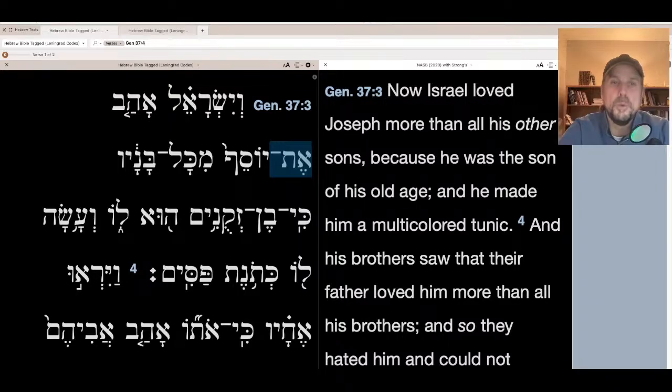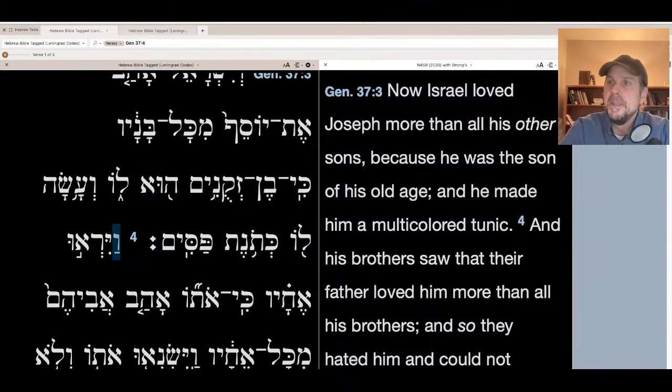Ki ven zekunim hu lo, because he was a ben zekunim, which is translated son of old age, because son of old age he was to him. Lo, that is to, means to Jacob, or to Israel. Ve'asa lo ketonet pasim, and he made for him. So here's an example where we have two different pronouns implied. We have asa, he made. Well, who's the he? And then we have lo, for him or to him. Well, it's Jacob made for Joseph. He made him a ketonet pasim, which you see here in the NASB is translated as multicolored tunic.